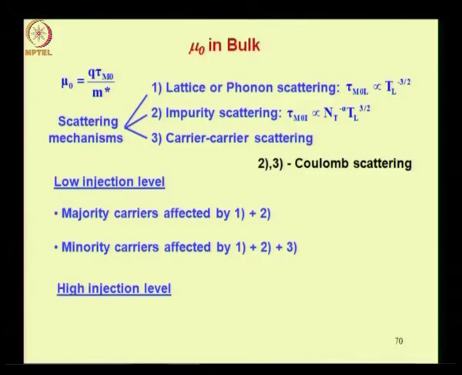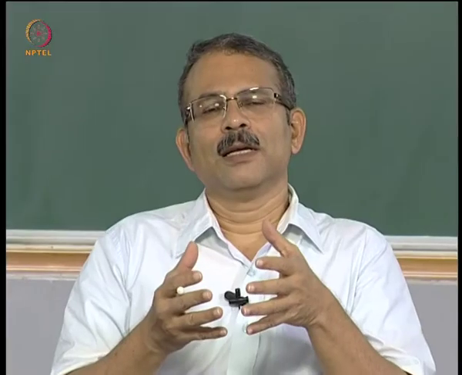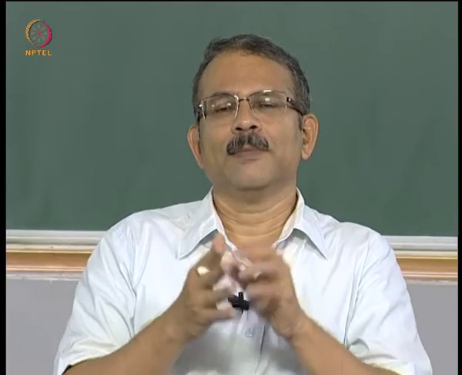So in low injection level, majority carriers are affected by the phenomena 1 and 2, that is lattice scattering and impurity scattering, while minority carriers are affected by all the 3, namely lattice scattering, impurity scattering and carrier scattering. In high injection level, however, both carriers, majority and minority, in fact under high injection level, since carrier concentration of electrons and holes are almost equal, you really cannot identify any particular carrier as majority or minority.